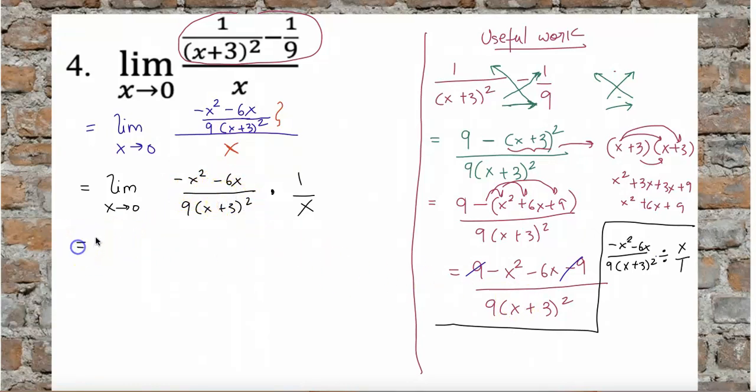Okay, so let me write some steps over here. Limit as x approaches 0. I'm taking only x common. When I take one x common, what is left? Another will be left over here, and it looks like this: 9x plus 3, whole square, and this is your 1 over x.